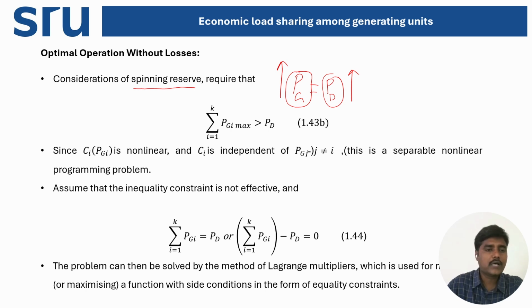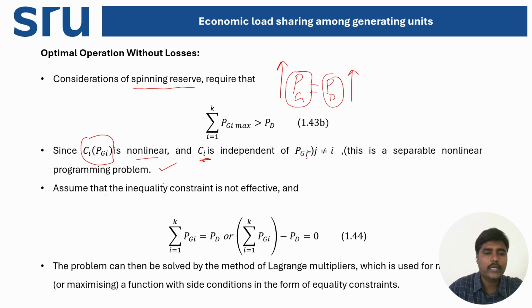Since this cost function is a non-linear function and Ci is independent of Pj, where j is not equal to i, this is a separable non-linear programming problem. That means the fuel cost of one plant or one unit is not dependent on the fuel cost of another unit.